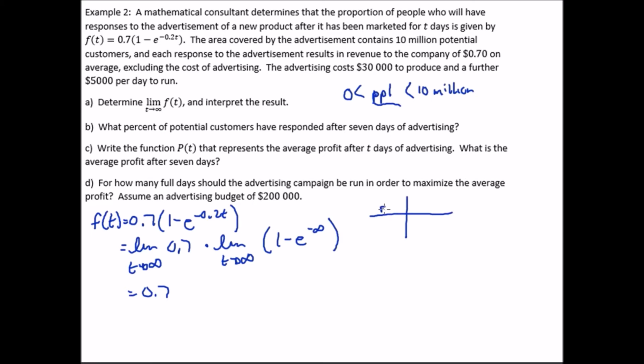If we take a look at this function, I always do this really quick in my head. This is e to the x. If we had it decreasing, this would be e to the negative x, and then we would flip it and have negative e to the negative x. So when we sub in infinity, it's going to approach 0. So that goes to 0, 1 minus 0 is just 1, so it's 0.7 times 1, which is just 0.7. What does this mean? This means that if the advertisement was left in place forever, because the time approaches infinity, 70% of the people will continuously respond.